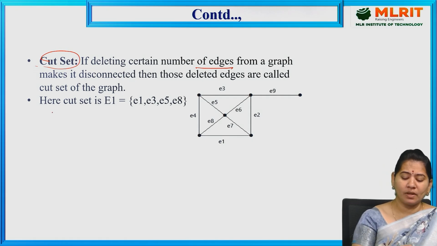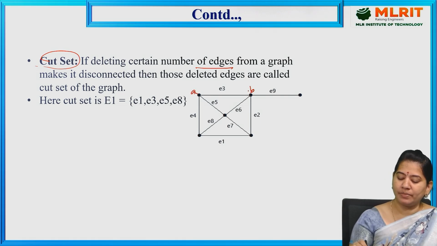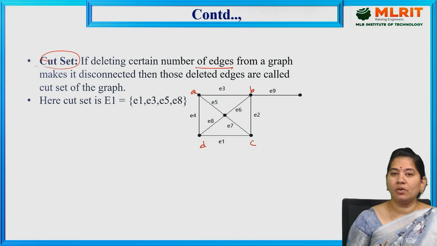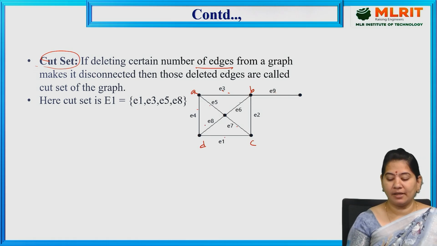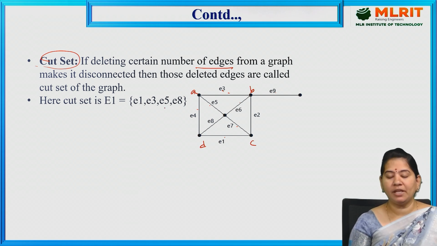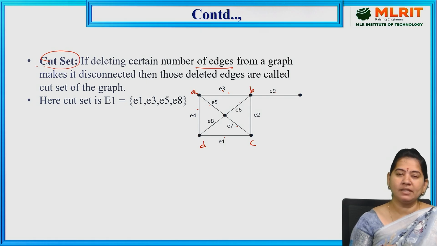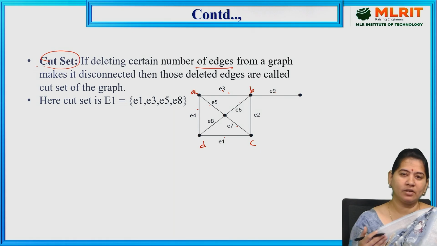If you observe this figure, I have some vertices like A, B, C, D, and some edges. How many edges do we have? 1, 2, 3, 4, 5, 6, 7, 8, 9. Total 9 edges. Now the cut set here is E1, E3, E5, E8. How can we say that E1, E3, E5, E8 are a cut set? Let us suppose I want to make this graph disconnected, so that I can count that set of edges, and those edges I can call the cut set.